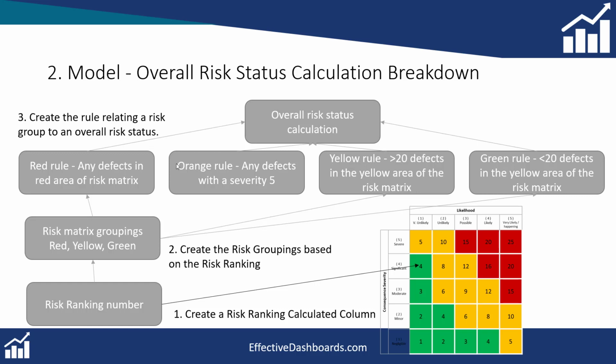In this lesson, we are going to build on the previous calculated columns and measures that we created for the risk rank number and for the risk rank groupings. And we are going to build this overall risk status calculation.